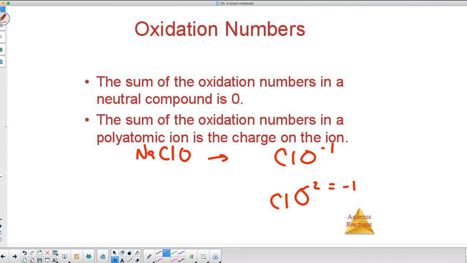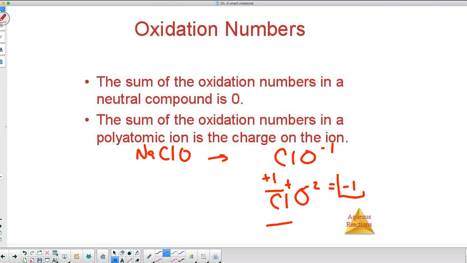So what actually finishes this math equation? The math equation is very simply something plus a -2 equals a -1. And the answer to that, of course, is a +1. So in this case, the oxidation number for chlorine would be a +1, because that's what makes this math sentence correct. Because a +1 plus a -2 equals a -1.